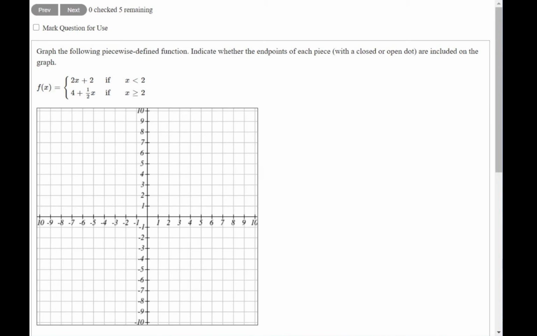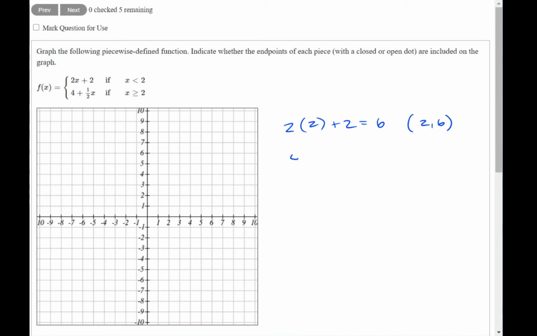So what I would do is I would start off figuring out where everything is with respect to this boundary. The boundary that I'm referring to is positive 2, because that's where we split one function from the other. So I'm going to plug that boundary point into each piece. So 2 times 2 plus 2, that would be 4 plus 2, which is 6. So that gives me a point (2, 6).